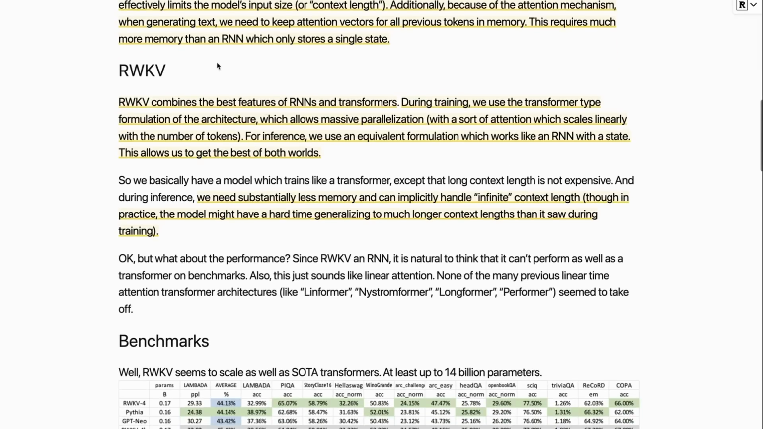So you can see here that he talks about how the RWKV, if I'm pronouncing it right, combines the best features of RNNs and transformers. During training, we use the transformer type formulation of the architecture. So there are like two architectures that are using the same weights, which allows massive parallelization with a sort of attention which scales linearly with the number of tokens. For inference, though, they use a system where it's acting much more like a normal RNN with a state. So this sort of gives them the best of both worlds here.